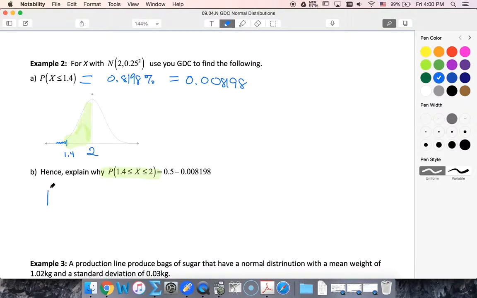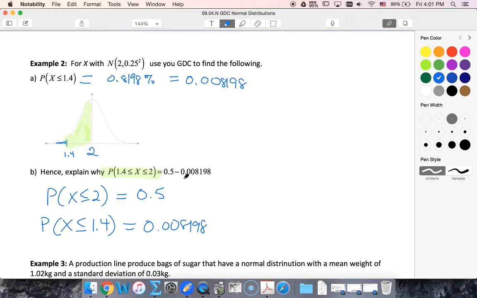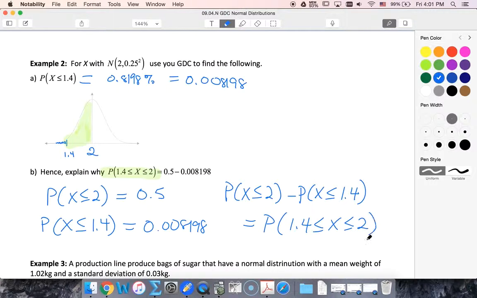So the probability that x is less than or equal to 2 is equal to a half. And then the probability that x is less than or equal to 1.4 is equal to 0.008198. So if I do the probability that x is less than or equal to 2 minus the probability that x is less than or equal to 1.4, that's going to leave me with the probability that x is between 1.4 and 2. So this is 0.5 minus my 0.008198. So that is why.